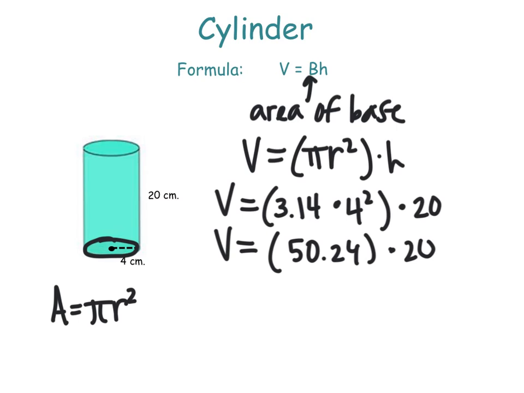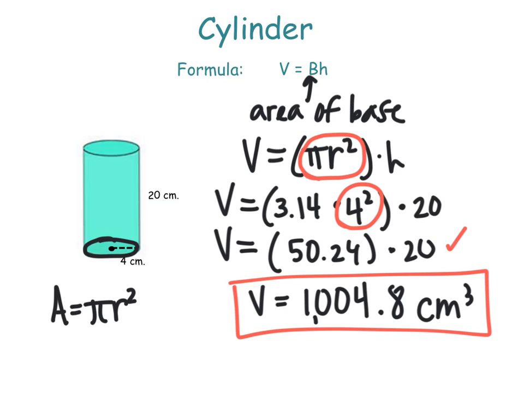Now I want to stop at this point really quick because I want to point out that when you take 3.14 times 4 to the second power, remember you have to use order of operations. So this exponent, 4 to the second power, you need to do first. 4 times 4 is 16, and then times 3.14. So then finishing off the problem, we end up with 1,004 8/10 centimeters cubed.